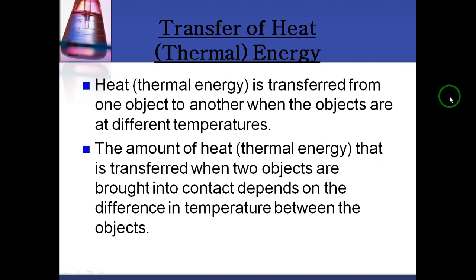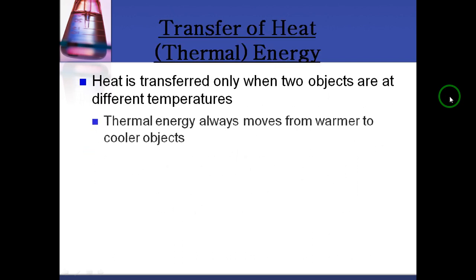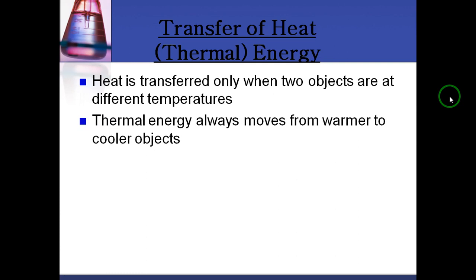Heat is transferred from one object to another when the objects are at different temperatures. The amount of heat that is transferred when two objects are brought into contact depends on the difference in temperature between the objects. Heat is transferred only when two objects are at different temperatures. If two objects are at the same temperature, they reach thermal equilibrium, which means they are in balance.